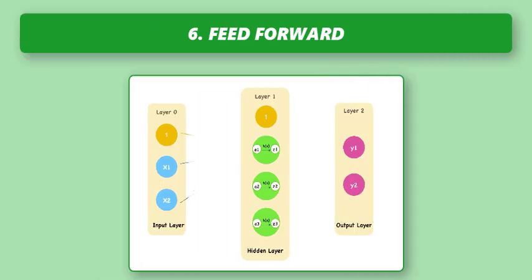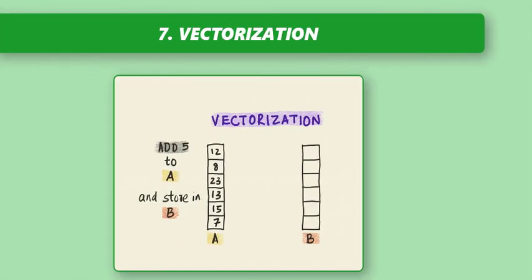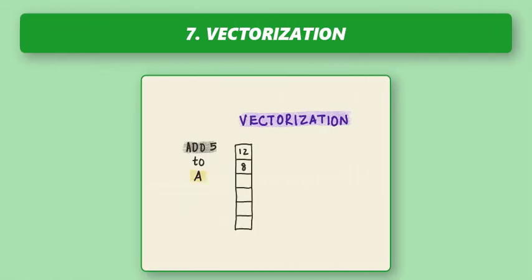Then we'll see how the input data flows through the network. Now you have created a network till now. Now we have to see the input data flow through it. This process is called feed forward. We'll see how each layer processes the input to generate a final prediction and break down the math behind the forward pass. Next, we'll learn about vectorization and why it's so important.